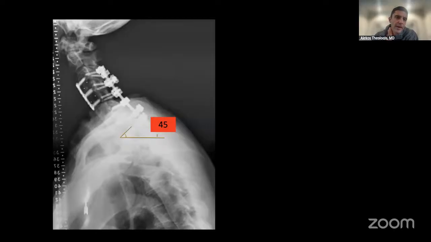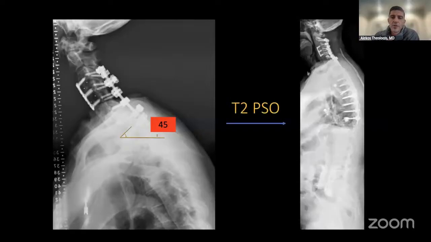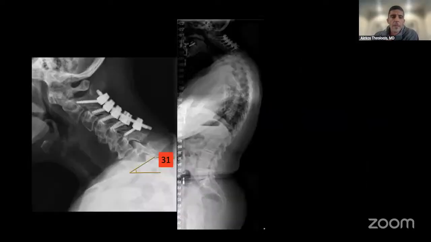This is an example of a patient Aaron Clark and I took on together. I think the patient started with a high T1 slope, 45 degrees, a 2-level ACDF, followed by posterior cervical, C3 down to C7. And again, the head now remained fixed, having some distal junctional kyphosis. And we treated this with a T2 PSO, extended him down to T10, and he did quite well.